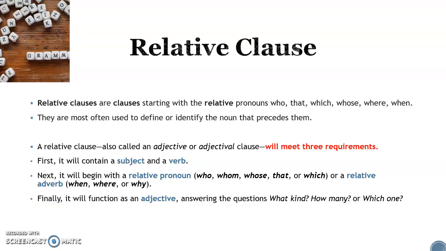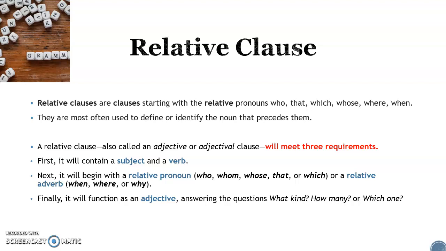Relative clause is the same type of grammar that you were tested on in the 501 quiz. Relative clauses are clauses starting with the relative pronouns who, that, which, whose, where, when. They are most often used to define or identify the noun that precedes them. A relative clause is also called an adjective or adjectival clause. It will meet these three requirements.